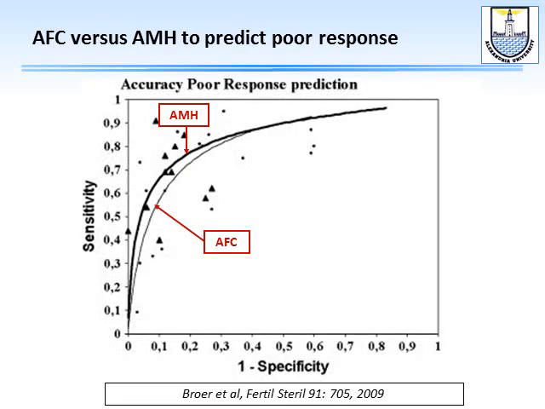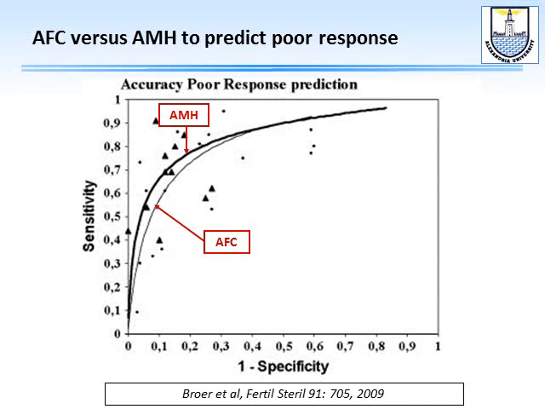And this is the work by Brouwer, trying to see if AMH is better or AFC is better. We know that both of them are good, are the best predictors, but which one of them is better? This is the study with the beauty of the receiver operating characteristic curve, or what people call the ROC curves, is that you can compare the two predictors.